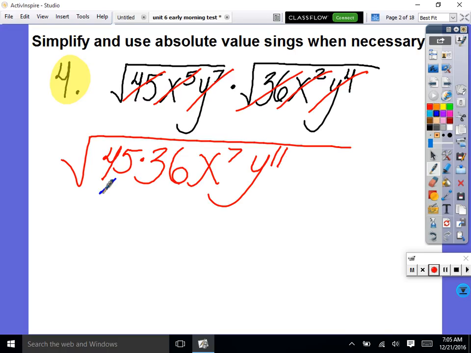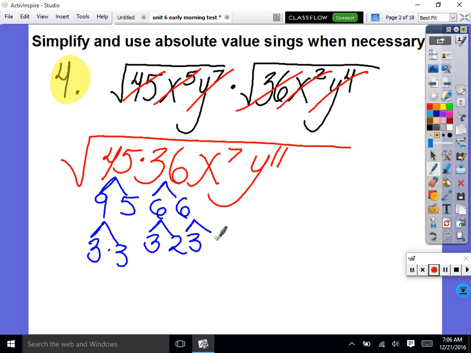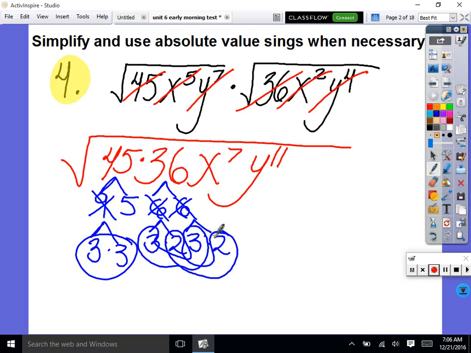Now I'm going to break down 45, 9 times 5. 36 is 6 times 6. 9 breaks down into 3 times 3. I'm just going to break these down because a lot of people, if they don't, miss things they shouldn't. Don't double dip. 9's not there, 6 isn't there, 6 isn't there. Okay, we're pulling out groups of 2. So we'll pull out a 3, another 3, and a 2. 3 times 3 is 9, 9 times 2 is 18. So we'll have an 18 on the outside. Left was a 5.